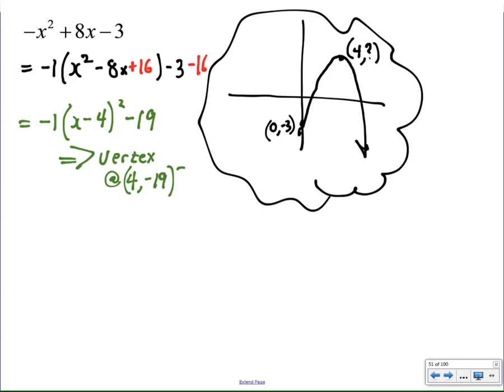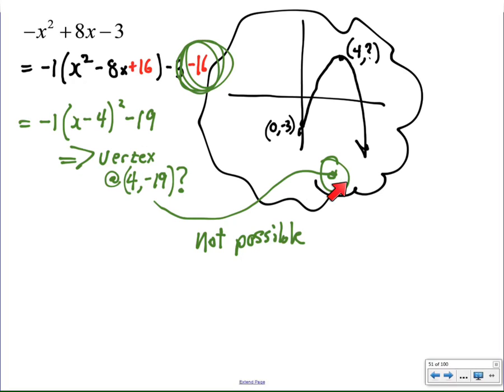That means that my vertex has to be at 4, -19. And 4, -19 is way down here. And there's no way that we can make a parabola that opens down and has a y-intercept of -3, and yet whose vertex is down here at -19. So it's really important that we make the mental sketch so that we can catch very subtle and very simple mistakes like the one I made here.